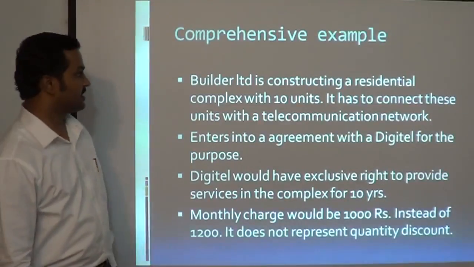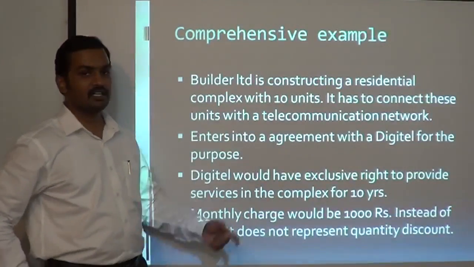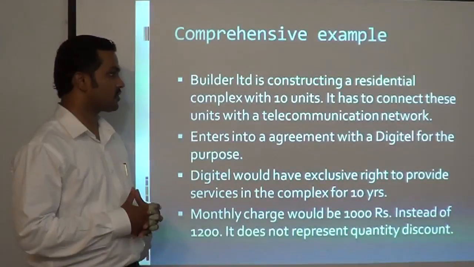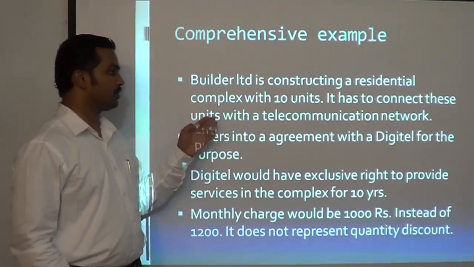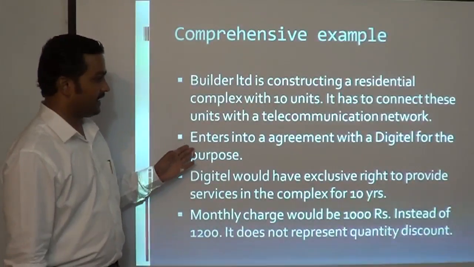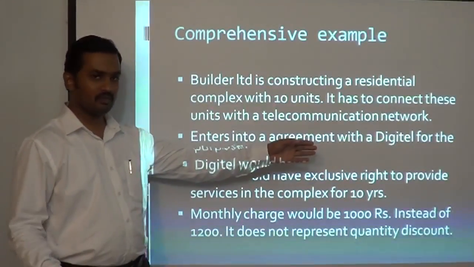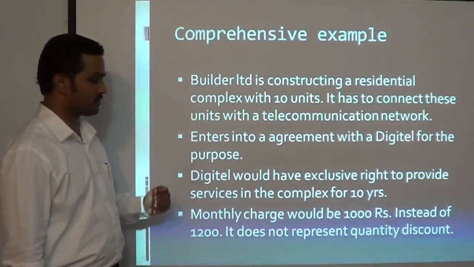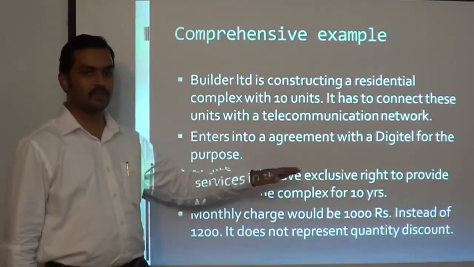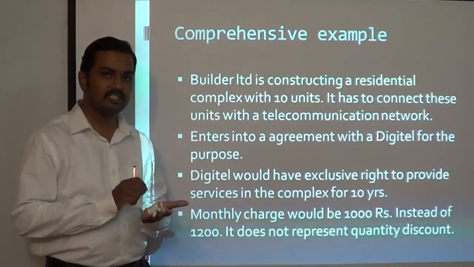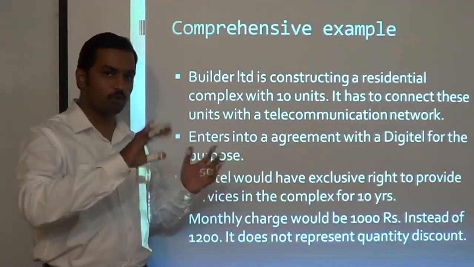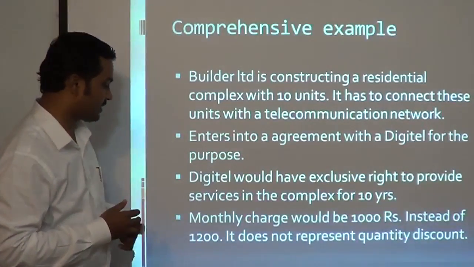Now we have a comprehensive example in front of us. Builder Limited is constructing a residential complex with 10 units. That means there are 10 residential units in this complex. It has to connect these units with a telecommunication network and also provide telecommunication facilities. It enters into an agreement with Digital, a telecommunications company, for this purpose. Digital would have exclusive rights to provide services in the complex for 10 years. So the agreement provides that Digital will provide exclusive services for 10 years. That means for these 10 years nobody else can provide services to this complex.